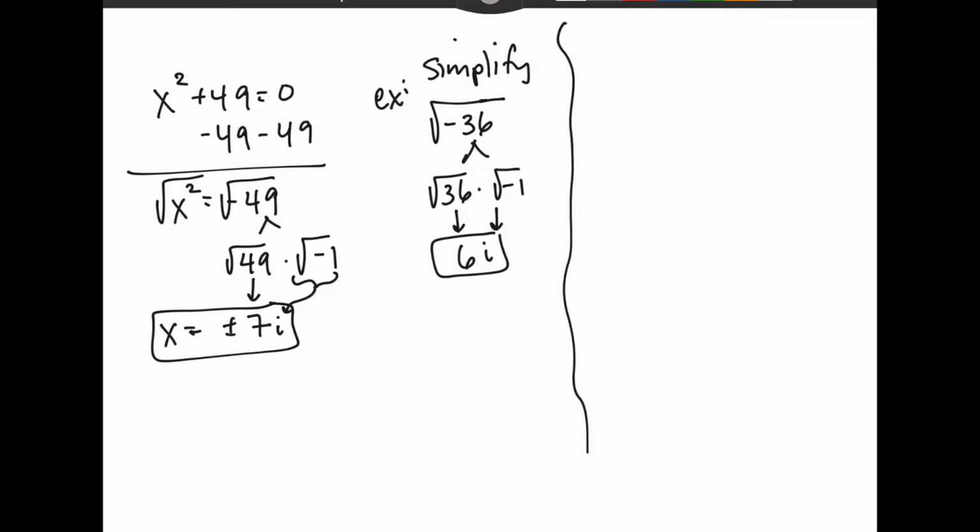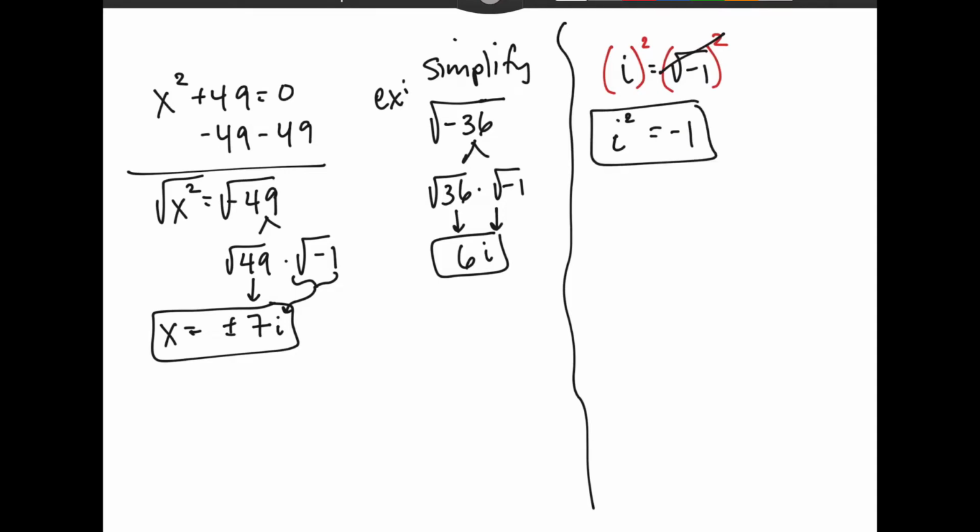So let's try some properties of i. We said i is the square root of negative 1. Now, what if I take both sides to the second power? Well, that means these cancel each other out. So i squared equals negative 1. That's going to be an important property that we're going to use.